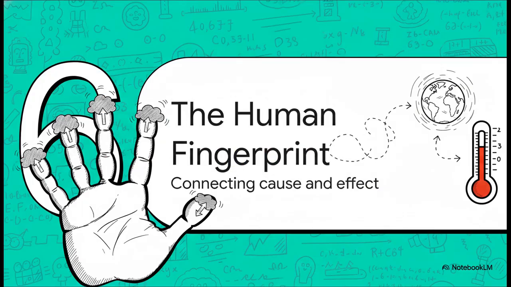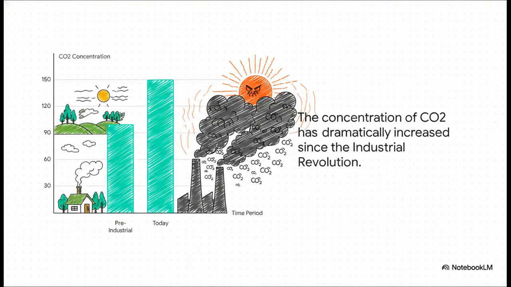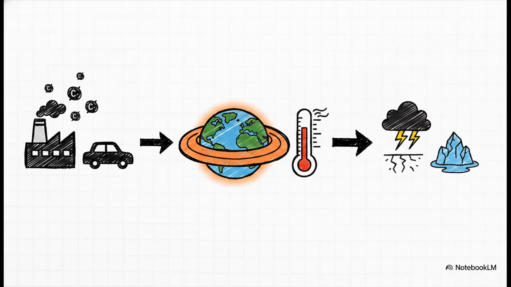Okay, so let's pull all these threads together. Let's look at the clear, unmistakable human fingerprint that connects the cause, our emissions, with the effect we're seeing on our climate. Honestly, nothing shows the change better than this. Take a look at that first bar. That's the normal level of CO2 in the atmosphere for like thousands of years before we started building factories. Now, look at the second bar. That's where we are today. The sheer scale of that jump, it's just dramatic. It's undeniable.